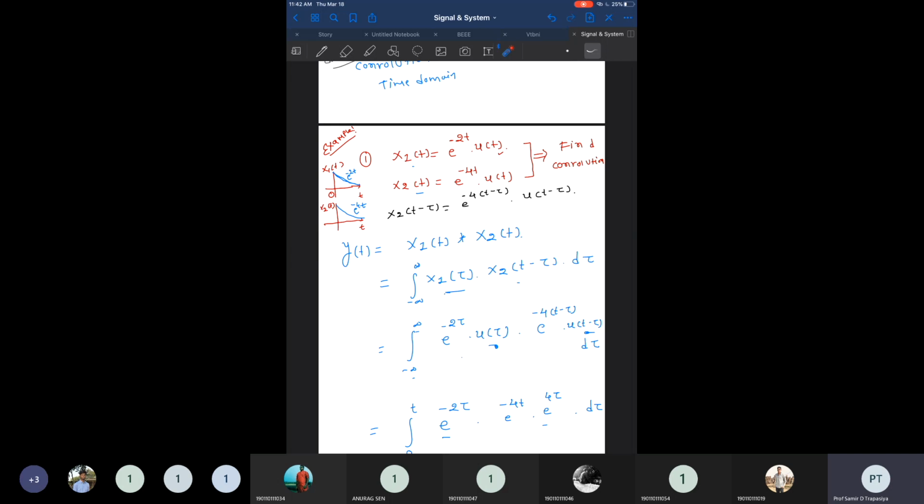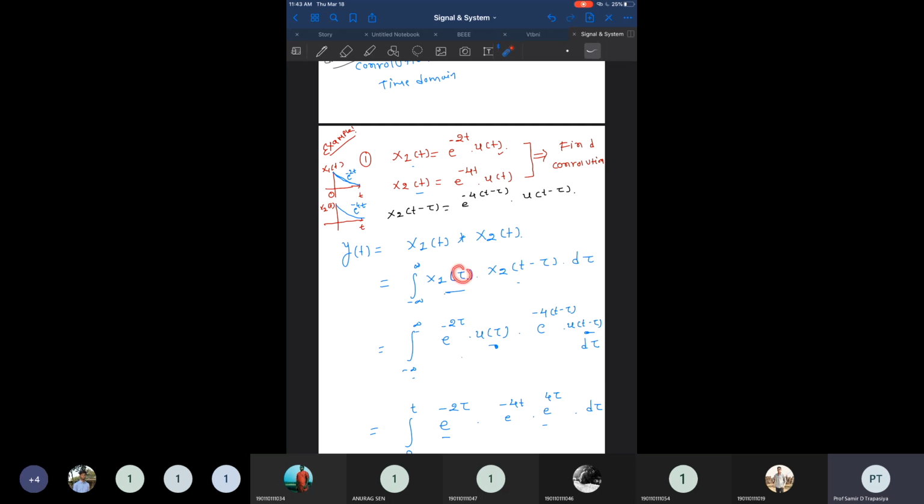As per the formula, y of t is the integration of the first signal, whose variable is tau, multiplied with the second signal, which is represented as x2 of t minus tau, and this integration is with respect to tau. This is the general formula to find the convolution between the two signals x1 of t and x2 of t. So first we should know what x1 of tau and x2 of t minus tau are. We represent x1 of t as x1 of tau, and x2 of t as x2 of t minus tau.